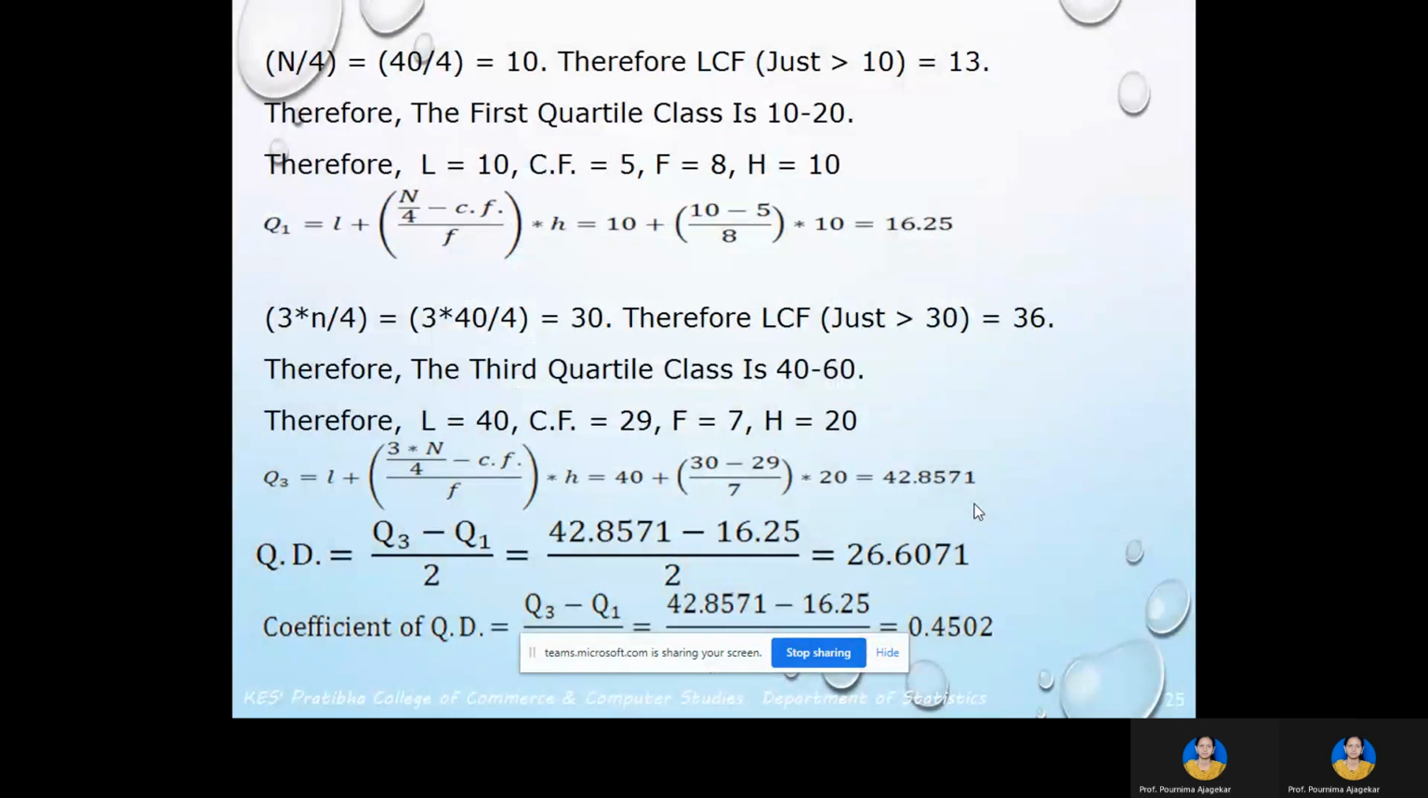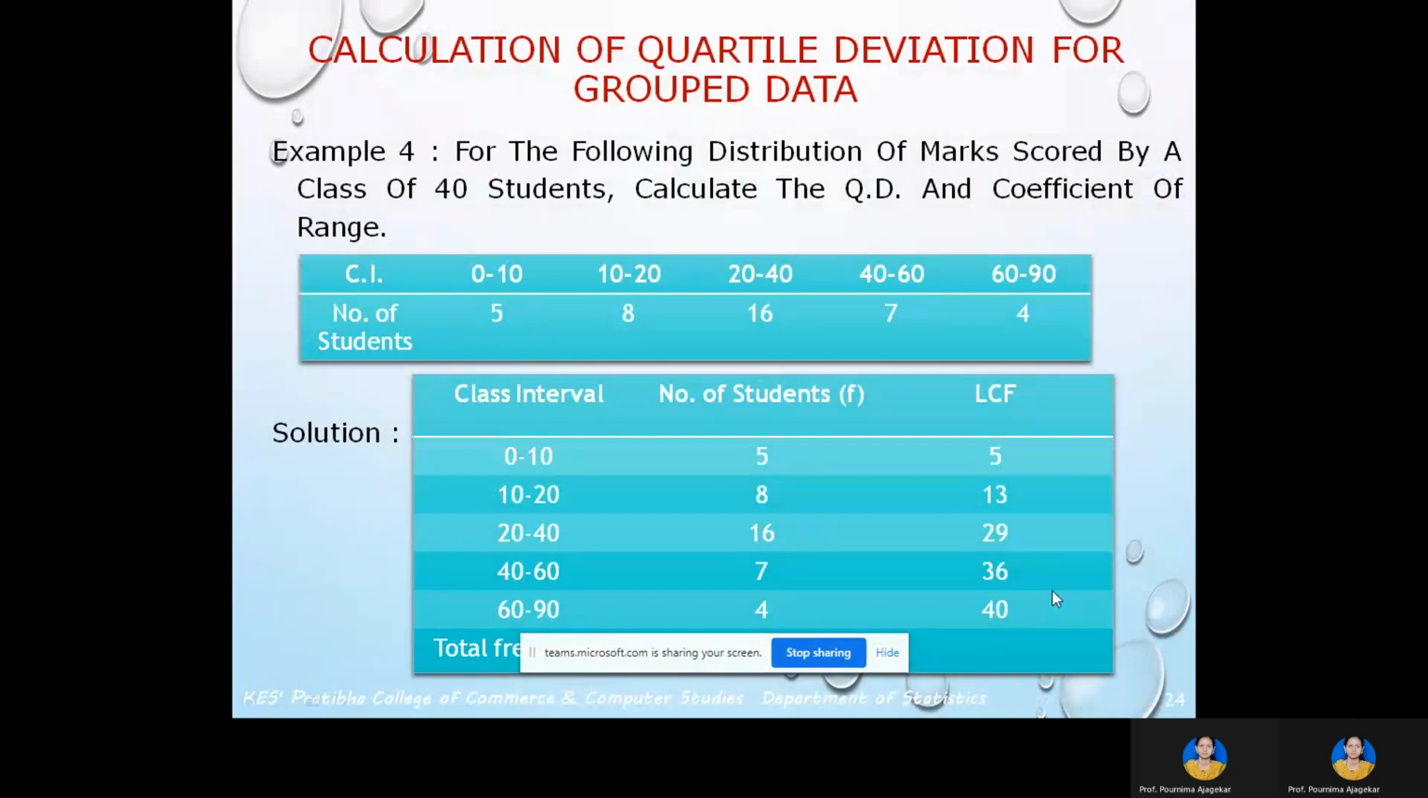Now, to find Q1, firstly we have to calculate the value of n by 4. So total frequency is 40. So 40 by 4 is 10. And then from the column of LCF, find the LCF just greater than 10, which is 13. In the column of LCF, you can see the LCF just greater than 10 is 13, and the corresponding class is 10 to 20. So in this class, the first quartile will lie. The first quartile will belong to this class 10 to 20.